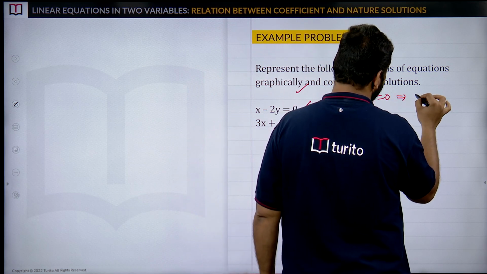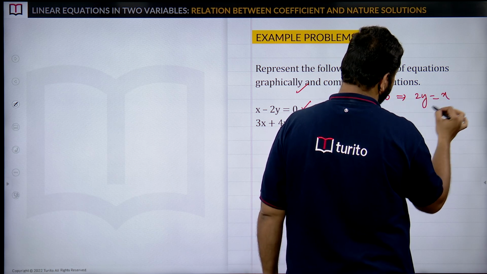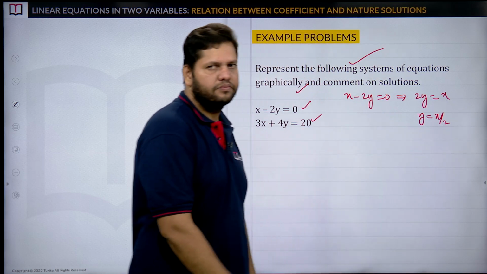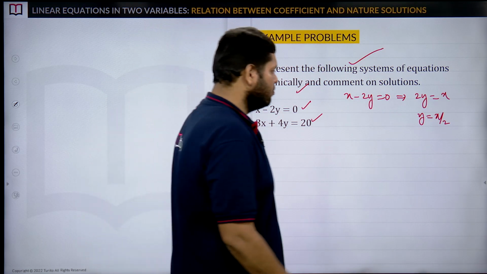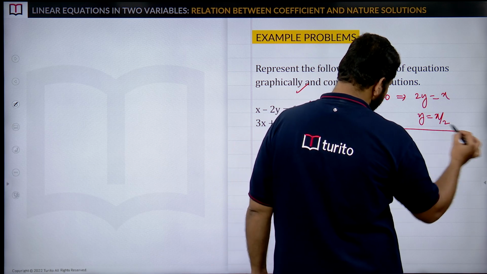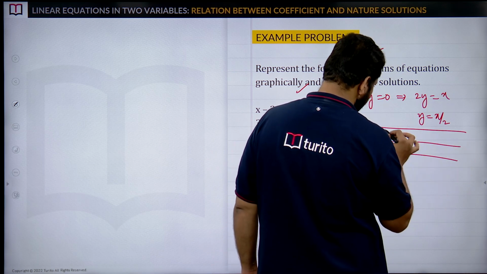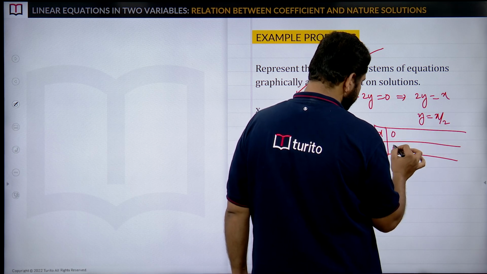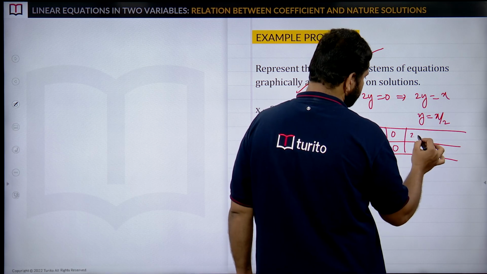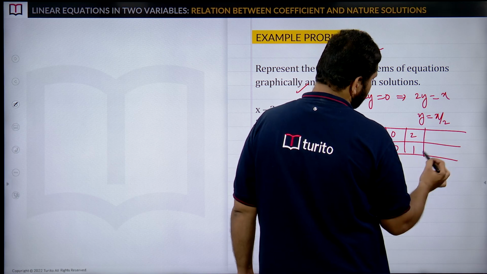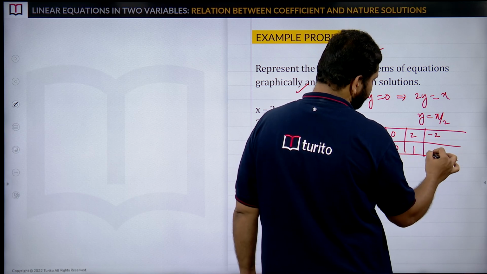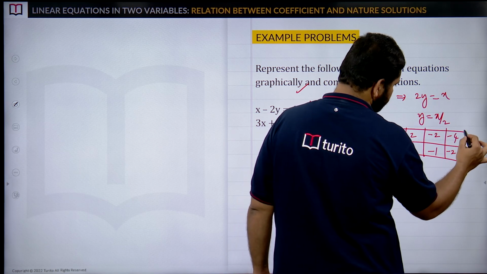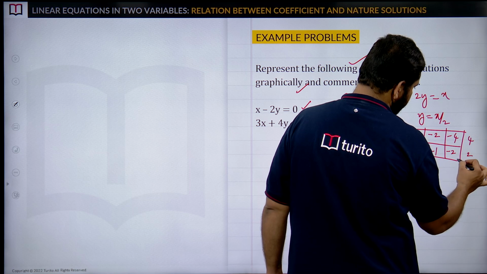So from this, what am I writing? 2y is equal to x, then y is equal to x by 2. Okay, children. Now, just write down the solutions. This is x and this is y. I will take x is 0, so y is also 0. I will take x is 2, then y is 1. I will take x is minus 2, so y is minus 1. I will take x is minus 4, so y is minus 2. I will take x is 4, then y is equal to plus 2.